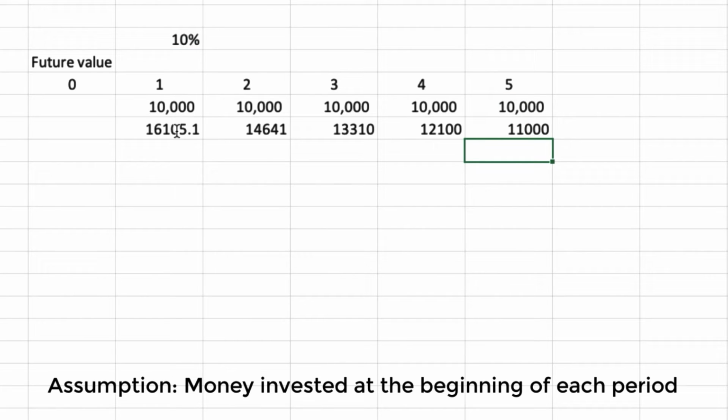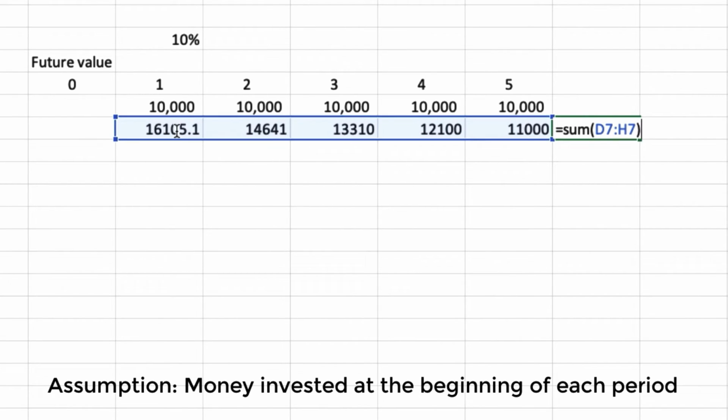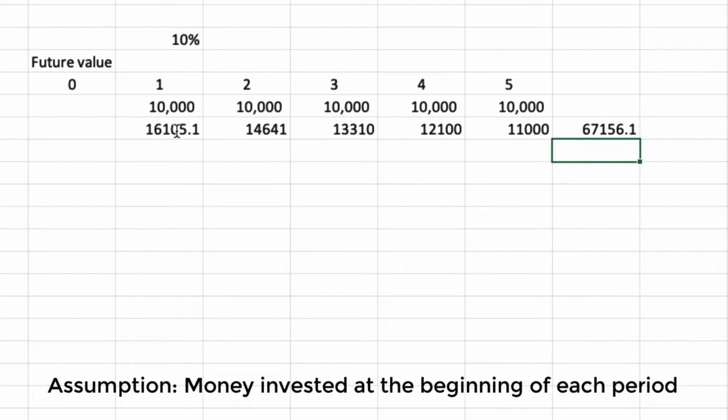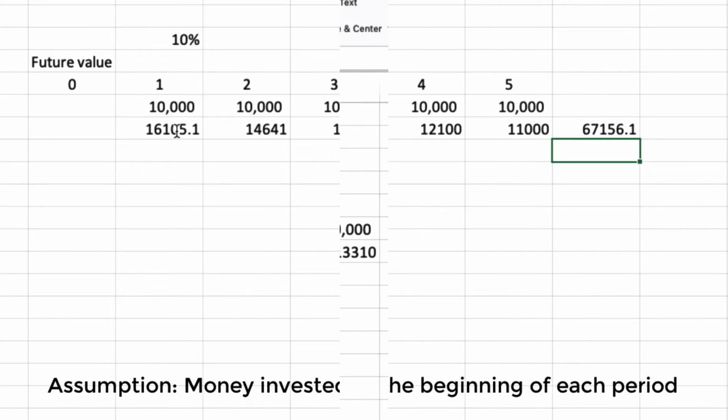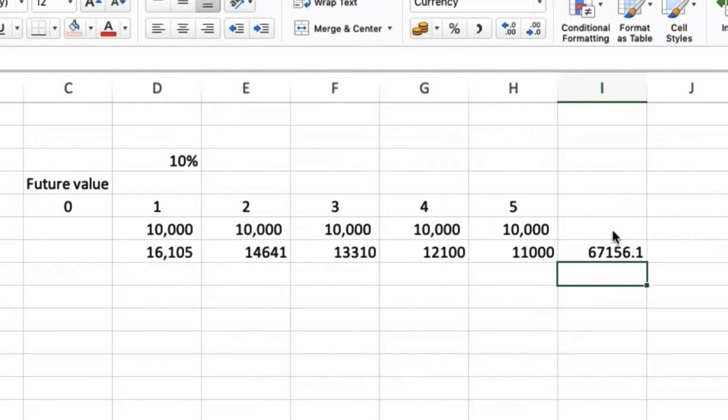So the future value of all these would be the sum of all these numbers. So we invested 50,000 rupees. That 50,000 at the end of 5 years will become 67,156 rupees. Well, we saw this as a future value calculation of 5 years, 10,000 rupees invested at 10% per annum. Now there is an inbuilt Excel function to do this.